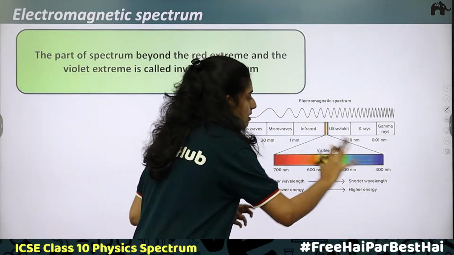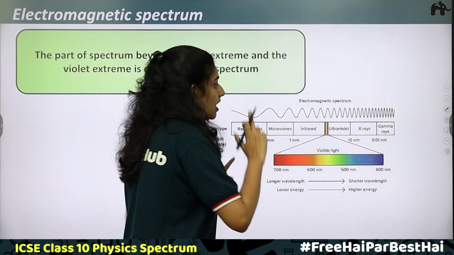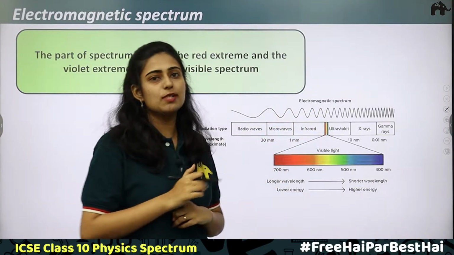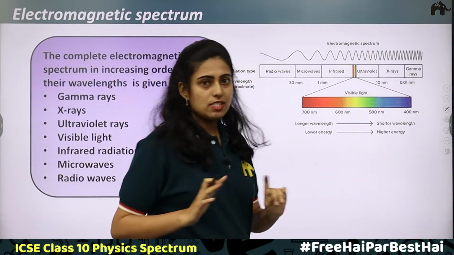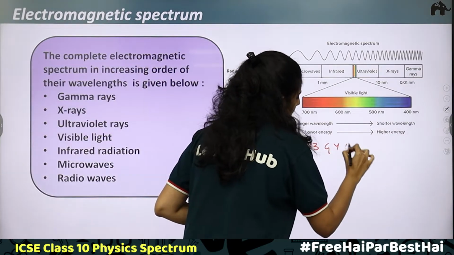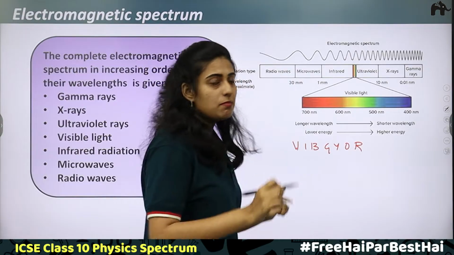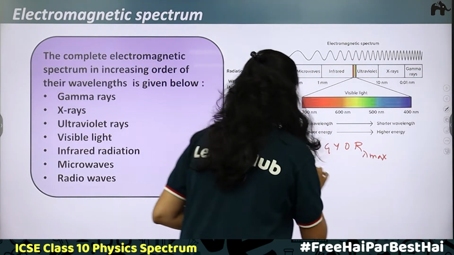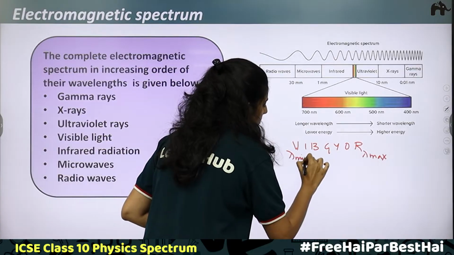And except the visible light, all other radiation are invisible. We are not able to see them. So they are together called the invisible spectrum. Now we have studied about the visible light. We have studied VIBGYOR. The maximum wavelength will be for red light, lambda maximum, and minimum is for violet.